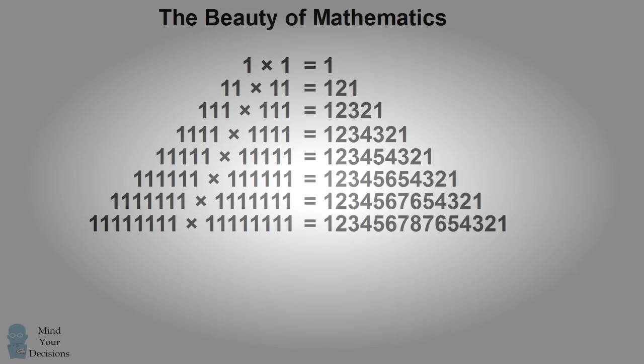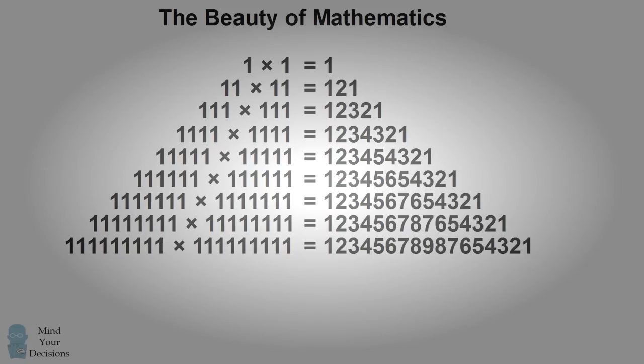For example, if you want to multiply a number which has 9 ones by itself, you would count up 1, 2, 3, 4, 5, 6, 7, 8, 9, and then you would count down 8, 7, 6, 5, 4, 3, 2, 1.